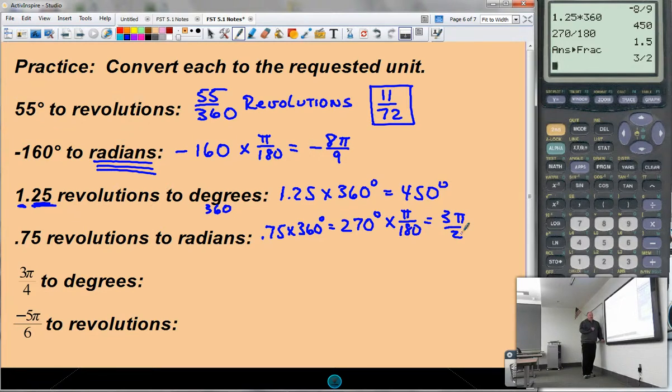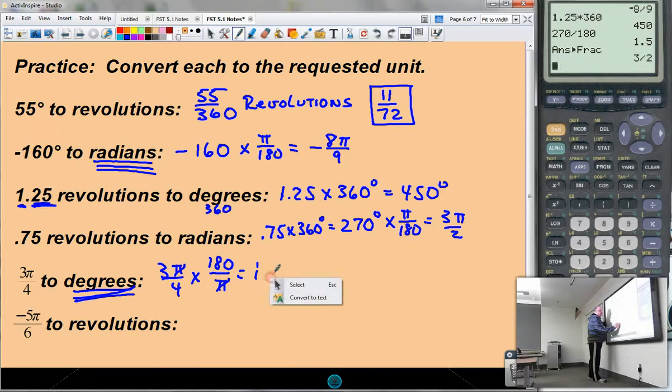So, 3 pi over 4 to degrees. I'm going to write 3 pi over 4 times, now because I want degrees, I put 180 over pi. The pi's cancel out, and I have 3/4 times 180, which I believe is 135 degrees.